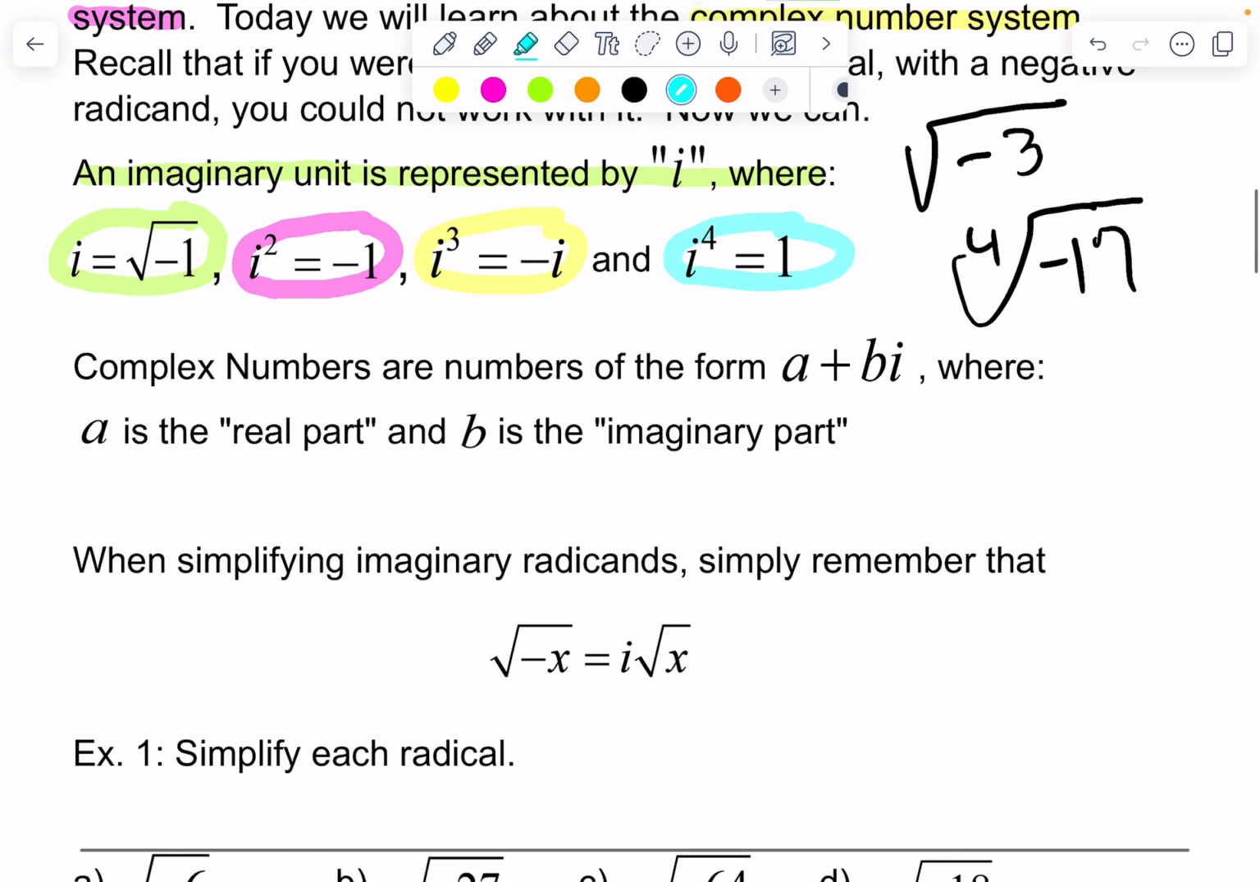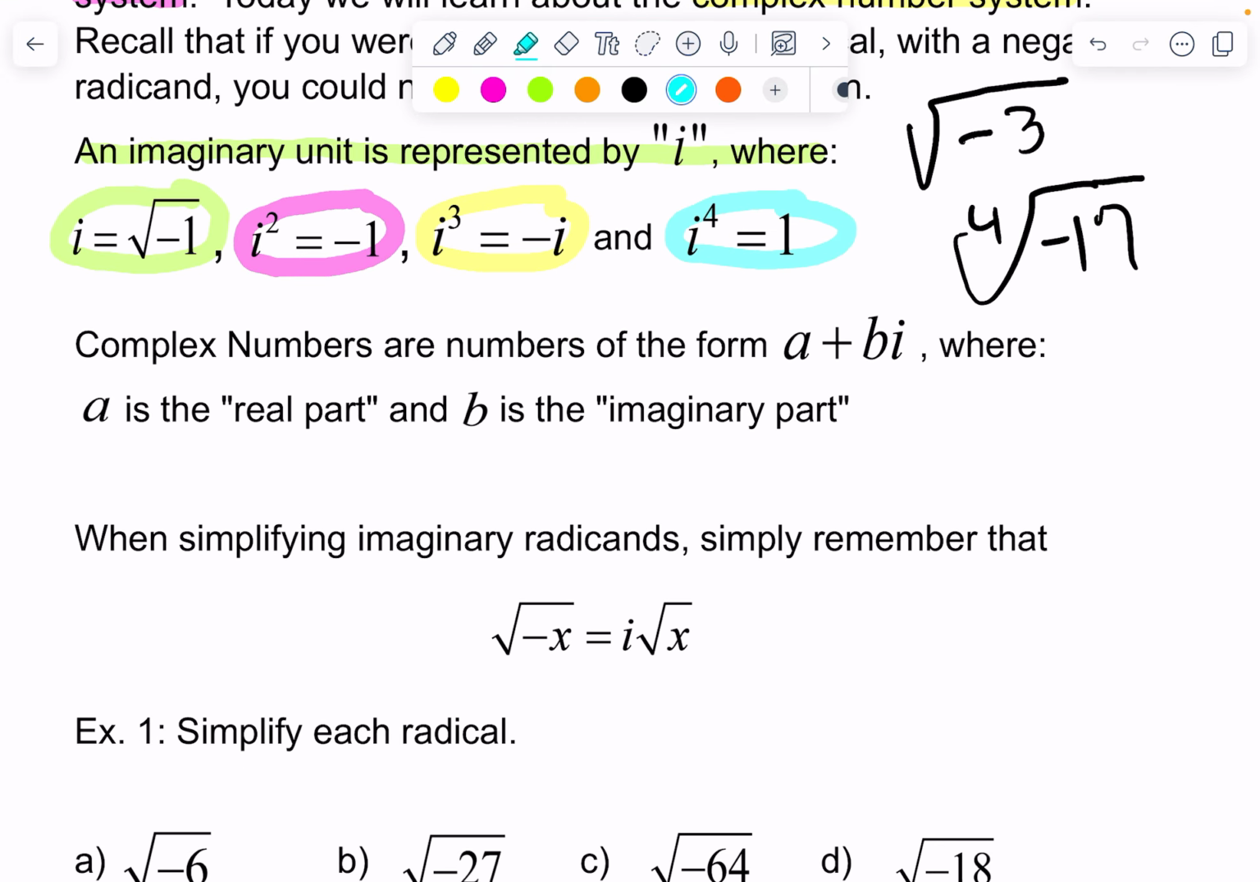Now, complex numbers are numbers of the form a plus bi, where a is the real part and b is the imaginary part. So, for example, you could have something like 5 plus 6i. That would be a complex number. Just a unit by itself is i, but when you're talking about a complex number, you're using a real part and an imaginary part.